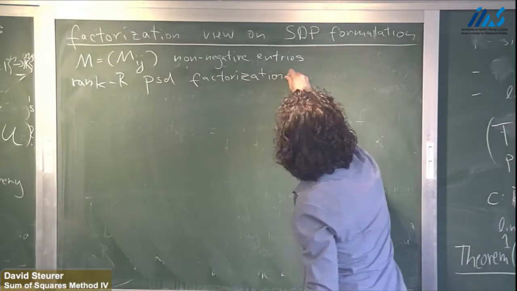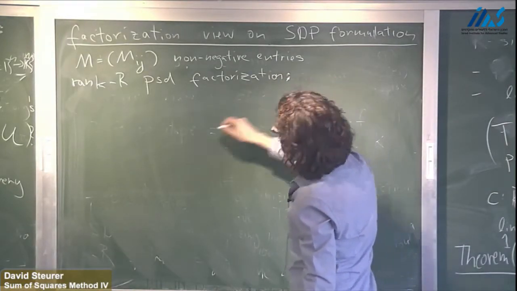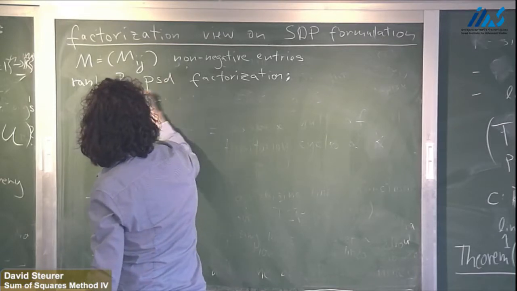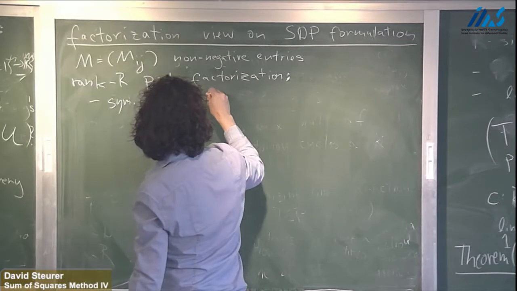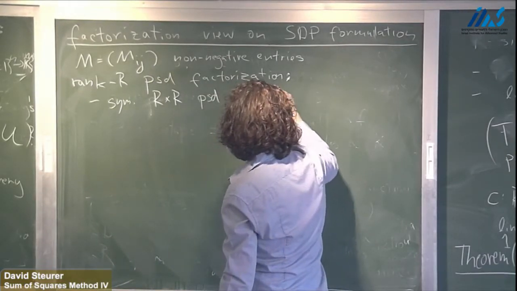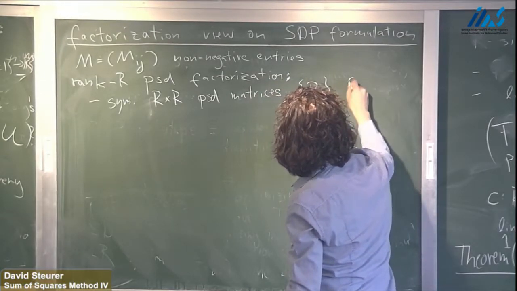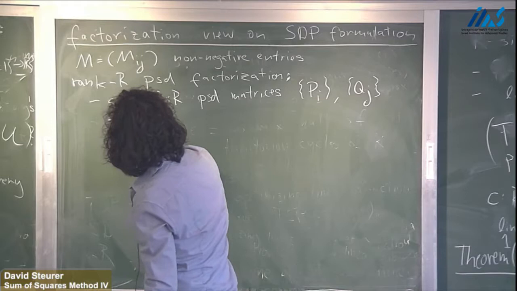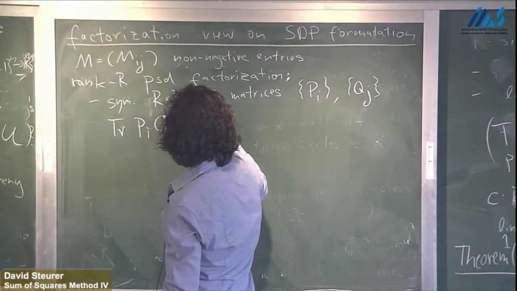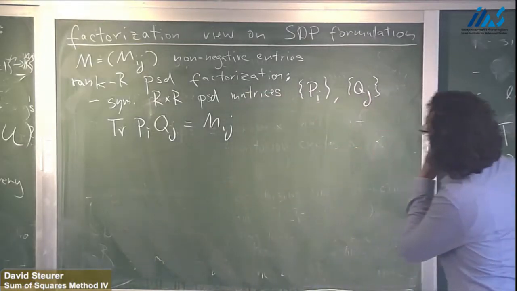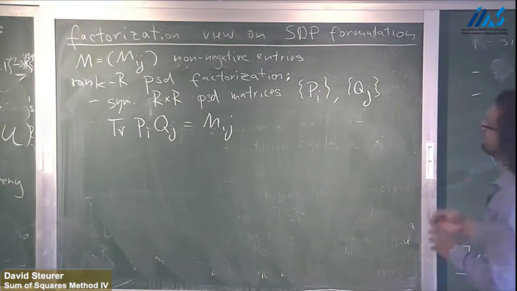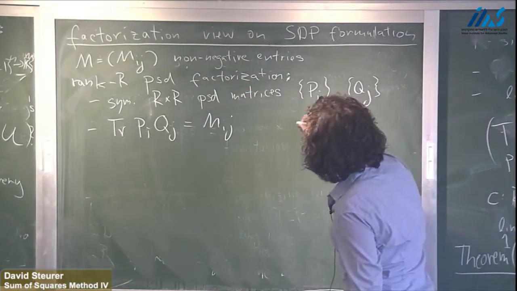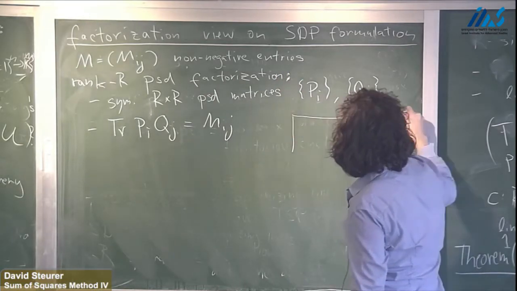consists of symmetric R by R PSD matrices P_i and Q_j such that the trace of P_i times Q_j is equal to m_ij. Okay, I have to explain a little bit why these things make sense. So why do I call this a factorization? Maybe explain this first.